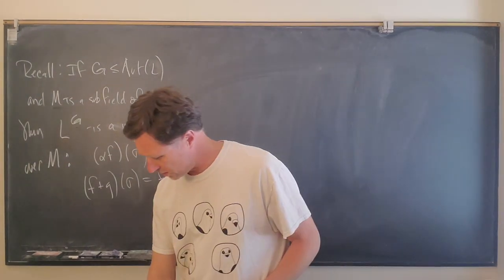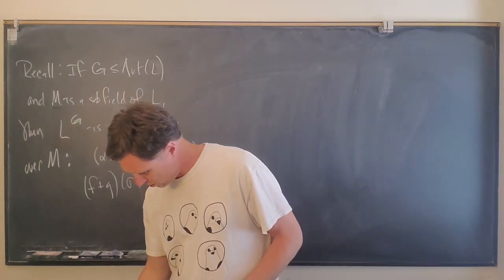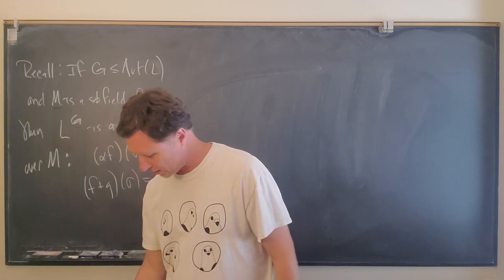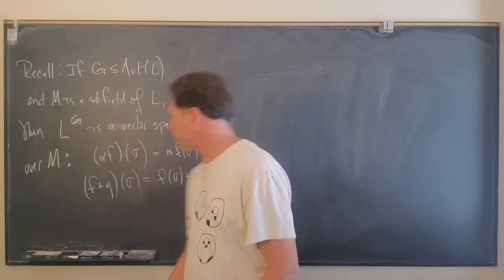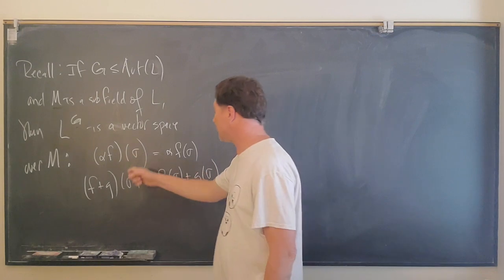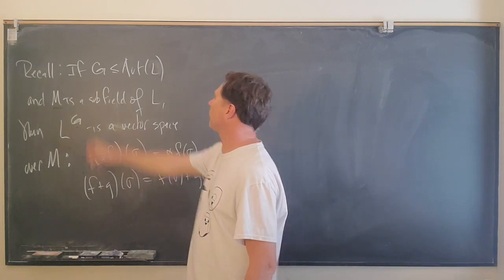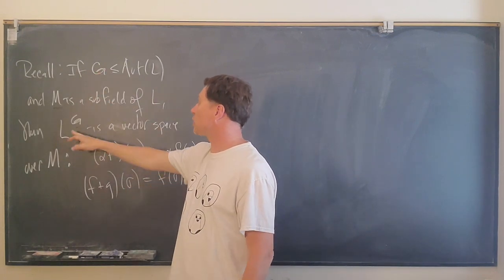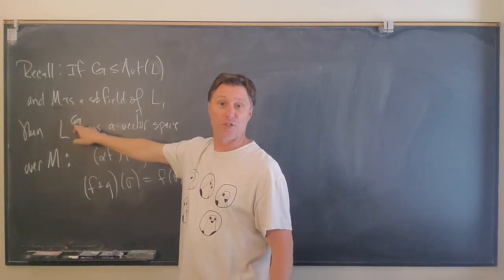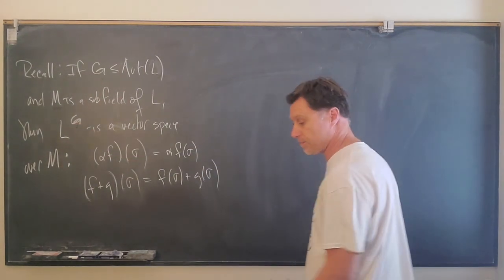I'm just going to see what symbol I used last time. Oh, I used a little S last time, I guess. So whatever, this is fine. It's just a symbol. This sigma here is coming from our group. It's a function, and the domain is the set G, so I'm just thinking of sigma as an element of G.